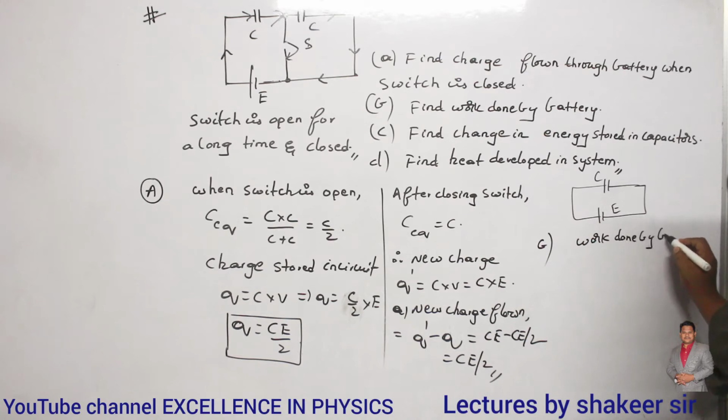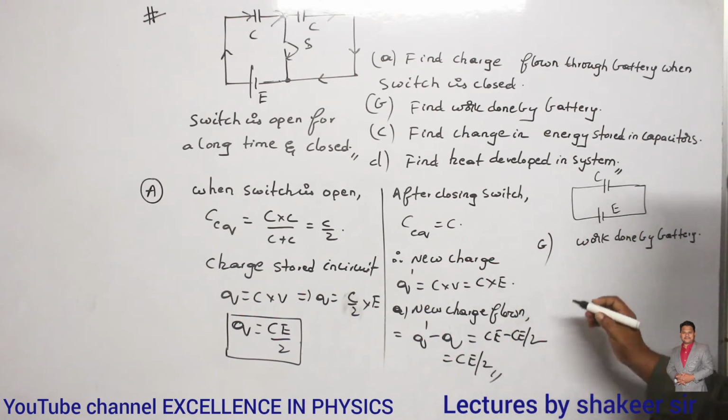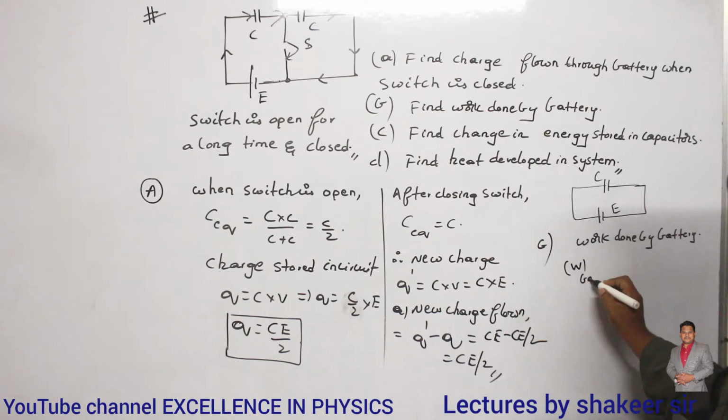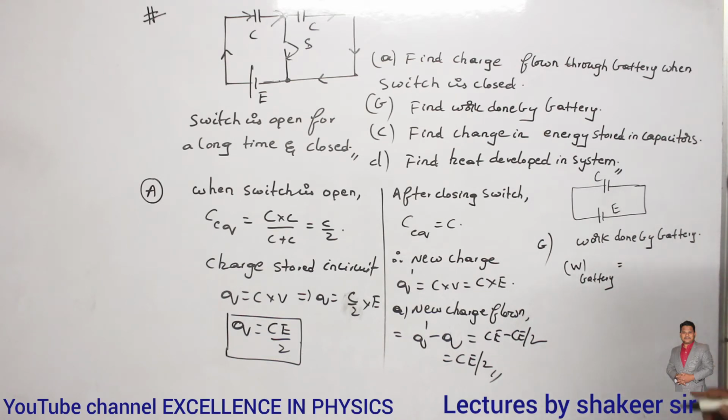Okay, work done by battery. For work done by a battery, we have already studied a relation in a previous condition. The total work done by the battery performs two things: one is the energy stored in the capacitor, plus the heat generated in the circuit. This is what we have studied. Heat generated in the circuit.